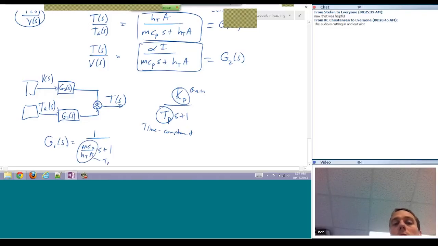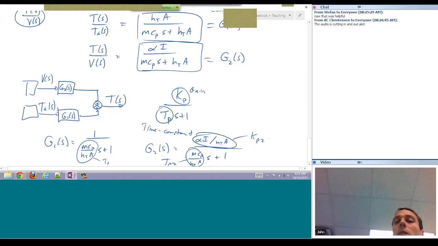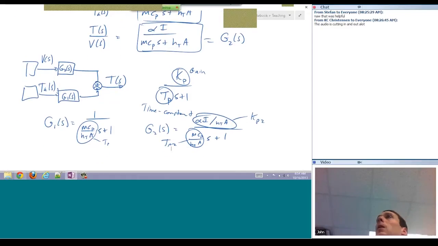Okay, and let's do it for G2 as well. That's going to be (alpha I over hA) divided by (m C_p over hA) s plus 1. So that's your K_P for the second one, and that's your tau P for the second one. So you can fit it from your empirical model, first of all, if you want to. Let's keep the first dead time model, and then just equate these constants to K_P2 and these constants to tau P2.